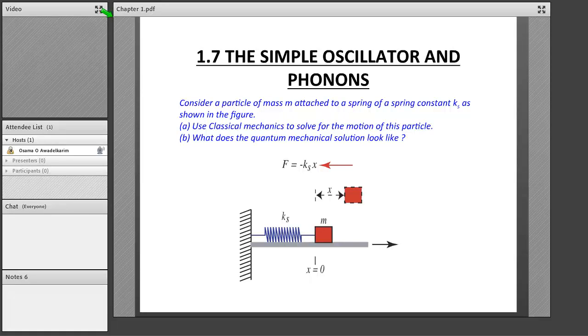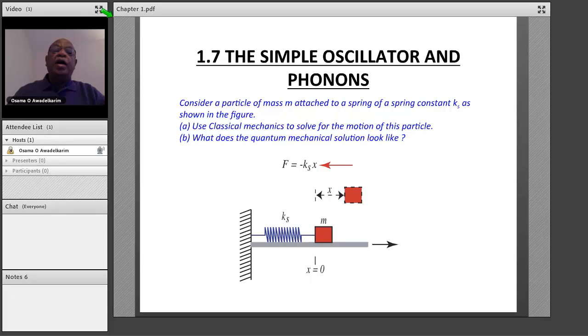Okay, here we have another interesting example, which is also a very important example. This example is that of a simple oscillator and introduces the concept of phonons. Again, it's an application of quantum mechanics or the Schrödinger equation.